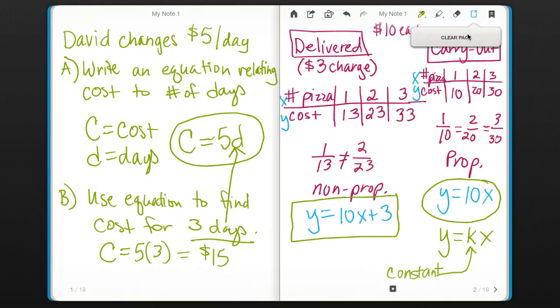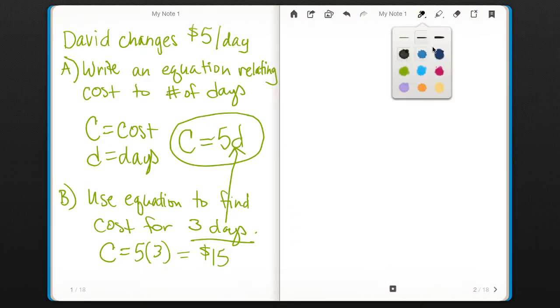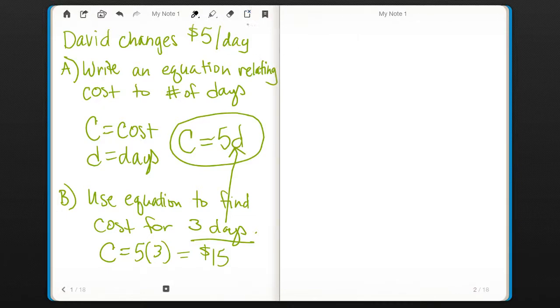Okay, let's try another one. And this time, well, before I show it to you, what is this called, $5 a day? What do we call that we've learned already in our chapter? A unit rate? A unit rate, yes. So we were able to easily just put the unit rate times the days.